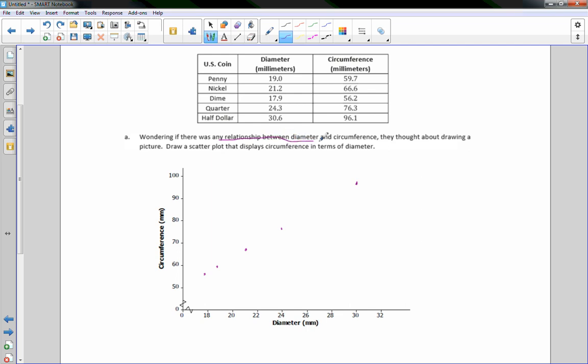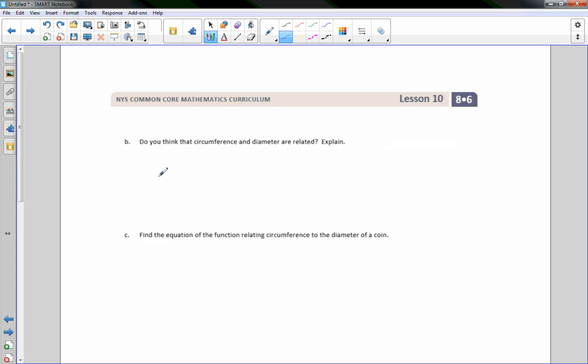Is there a relationship? Yes, it's a positive correlation, and it's very strong, and actually it looks linear, because as the diameter of the coin increases, the circumference increases. Do you think that the circumference and diameter are related? And the answer is, hopefully from prior knowledge, you'd say yes. Circumference equals pi times the diameter.